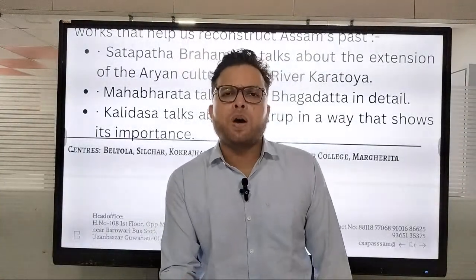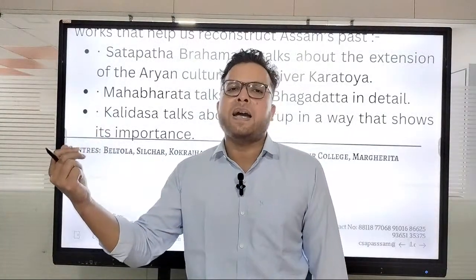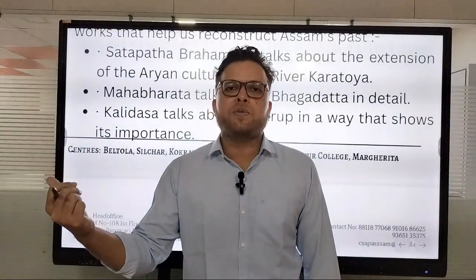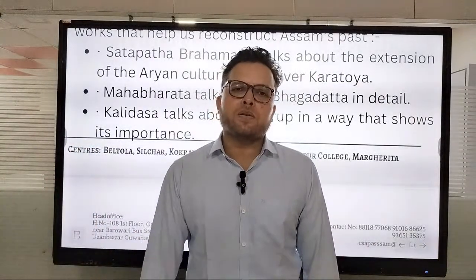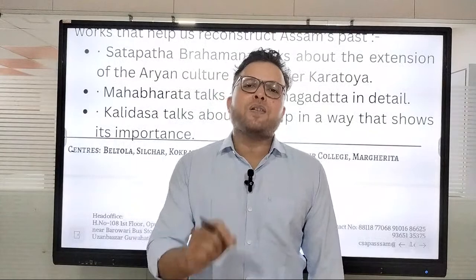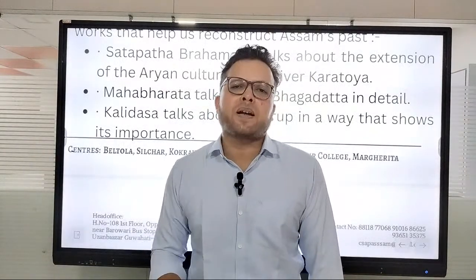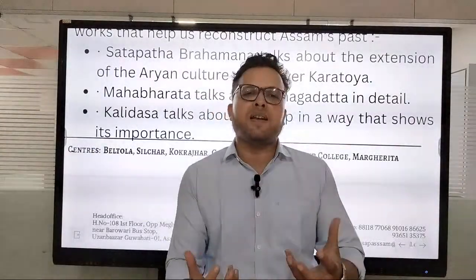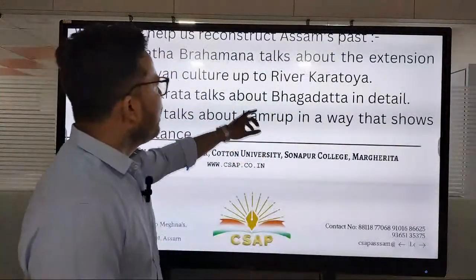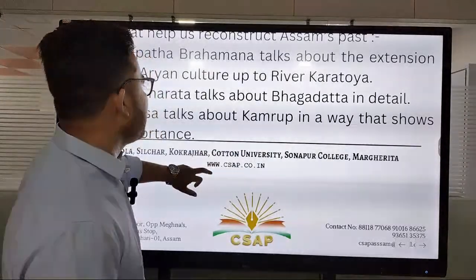Apart from that, we have got a few places, if not many, in Guwahati named after Bhagadatta. For example, in Kahilipara itself, you will find a street by the name of Bhagadatta. And Bhagadatta, by the way, was the son of Narakasur. And in Kahilipara again, you will also find an area which has been named after Narakasur. So these are the things which have kept these kings alive, although they are part of the traditional history of Assam. So Bhagadatta has been mentioned in Mahabharata.